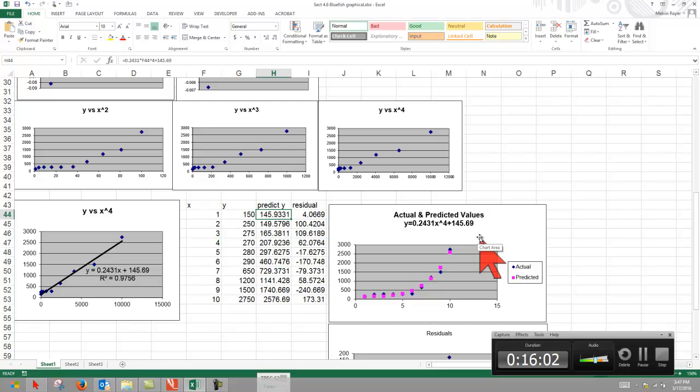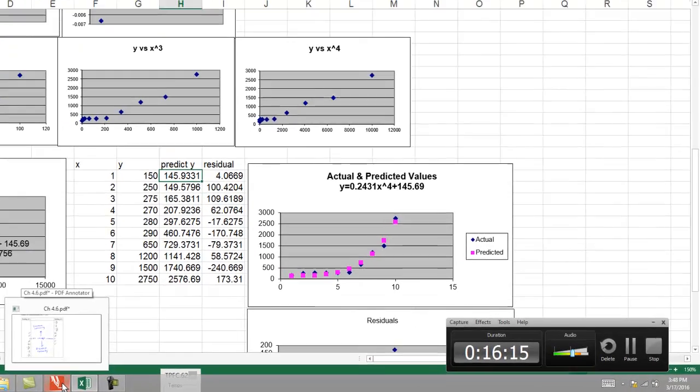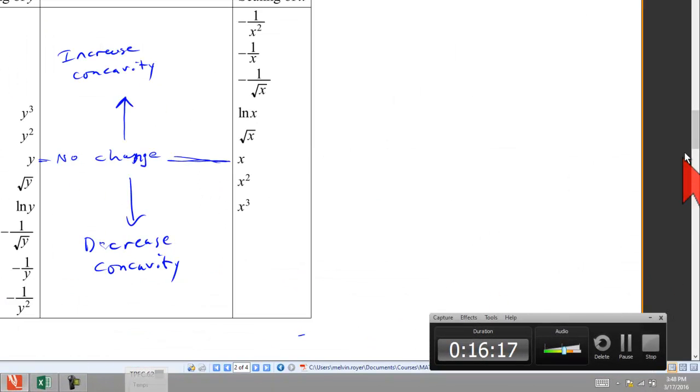The data, notice, has guided our choice of the functional form as well as then the actual parameters involved. Okay, that's the story on using the ladder of transformations.